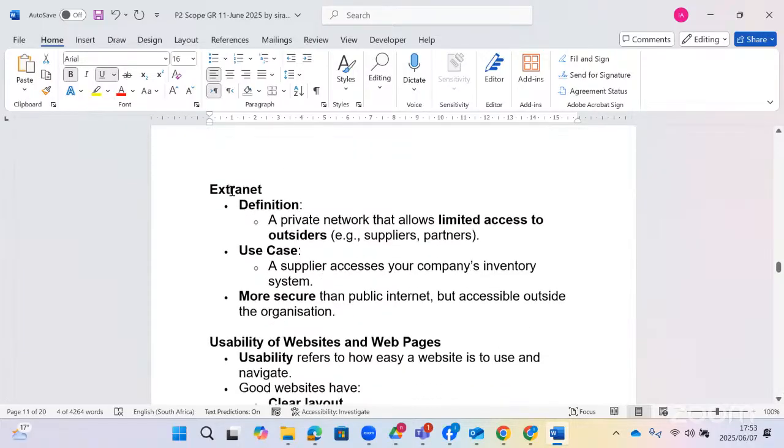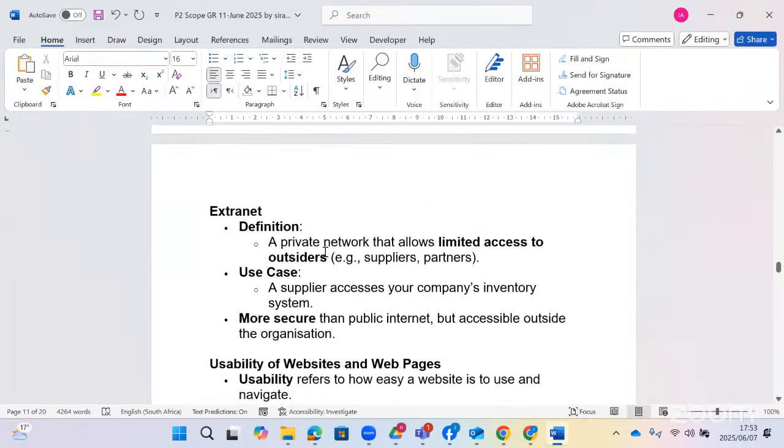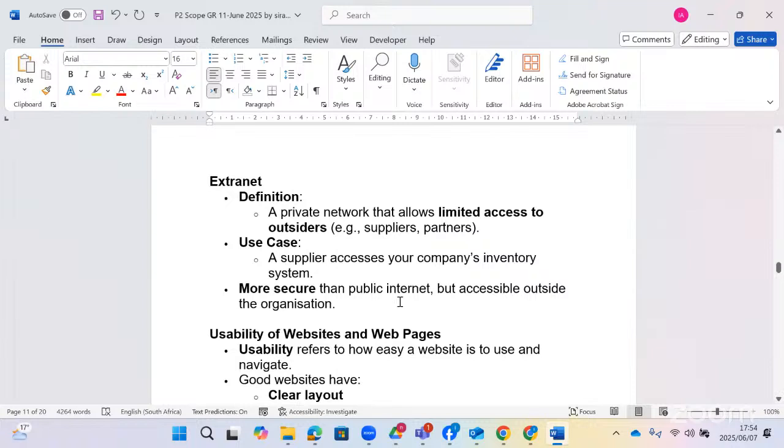Then the extranet. Extranet is a private network just like the intranet, but they allow limited access to outsiders, like their suppliers and their partners. For example, a school can have an extranet whereby they allow limited access to parents, because parents are also partners of the school, so that they can have access to that particular portion. Right. Then the supplier can access the company's inventory system as well. And it's more secure than the public internet. Remember, internet is public, which is the largest network.